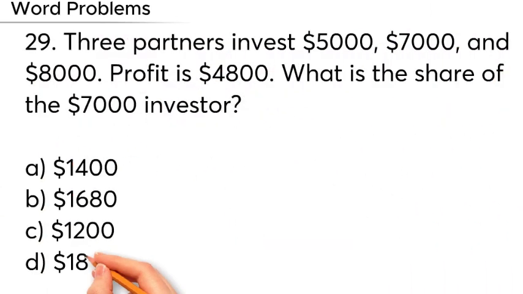29. 3 partners invest $5,000, $7,000, and $8,000. Profit is $4,800. What is the share of the $7,000 investor? A. $1,400, B. $1,680, C. $1,200, D. $1,800.